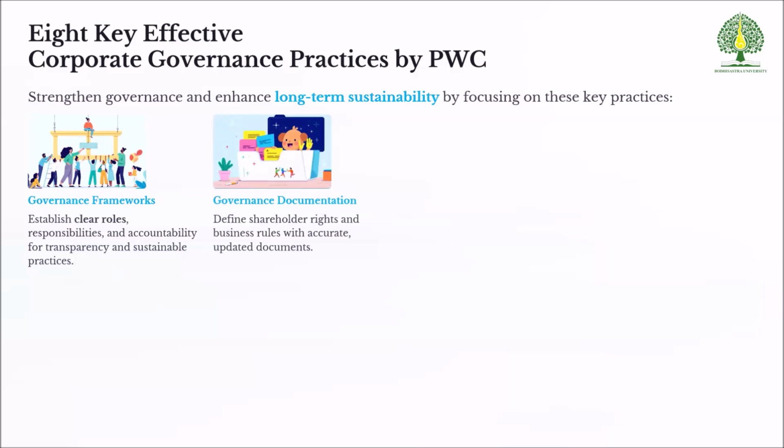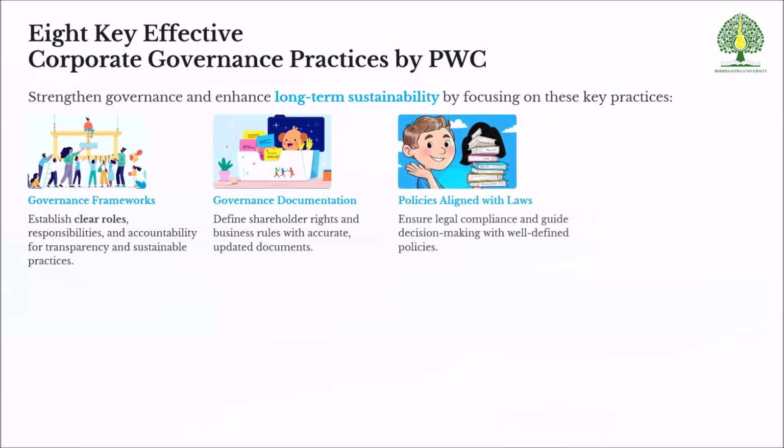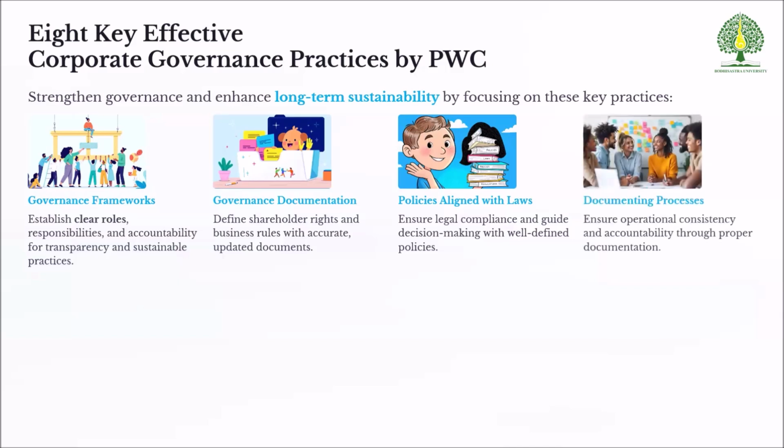And also documentation. We need to have in place the shareholder rights, business rules, and accurate, updated documents, so that we, the management, can adhere and can follow. Also, policies need to align with laws. We cannot have only internal, in-house policies and guidelines. We need to make sure that all the guidelines and policies are also aligned with the international and local laws.